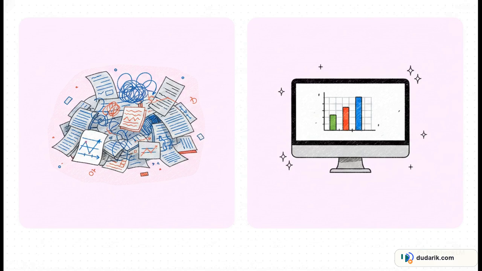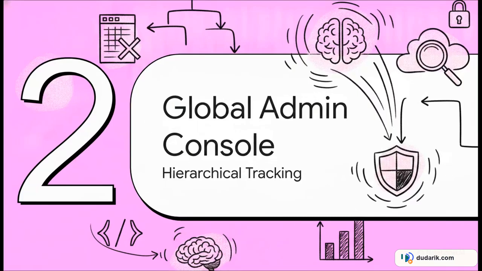But the new update? It replaces all that headache with a unified dashboard. You get instant, aggregated, UI-level visibility. No more manual export pipelines just to figure out who's spending what. Section 2. The global admin console and hierarchical tracking.